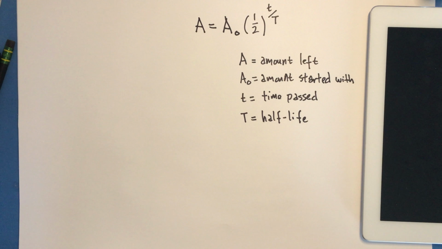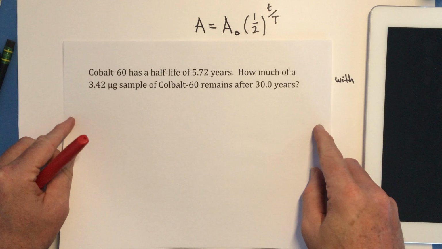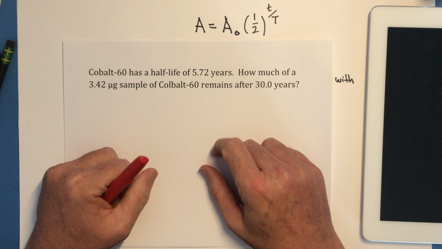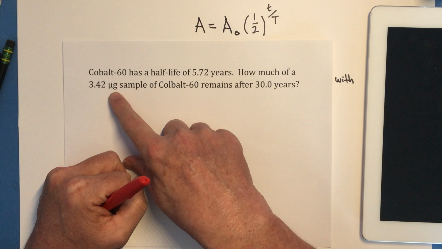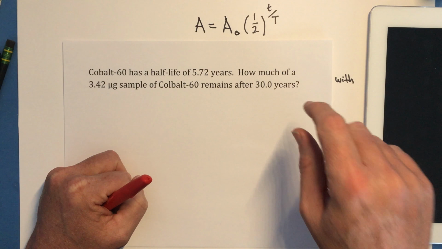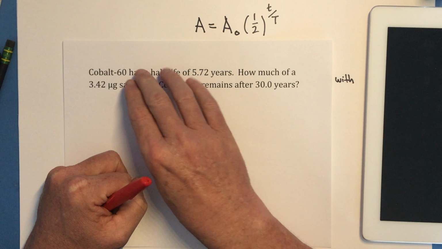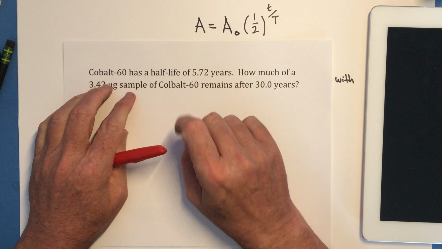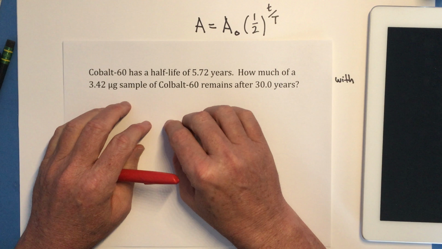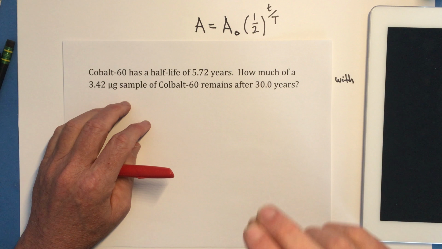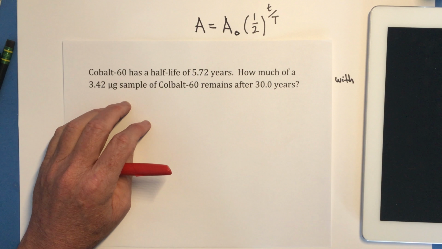All right, so let's look at an example. Cobalt-60 has a half-life of 5.72 years. How much of a 3.42 microgram sample of cobalt-60 remains after 30 years? They use cobalt-60 in medical treatments. Cobalt-60 decays through beta and gamma radiation, and they can use that gamma radiation, if it's targeted well enough, to destroy cancer cells in the body.